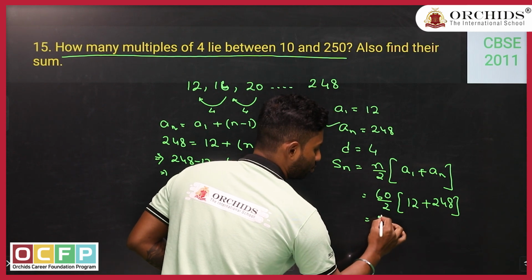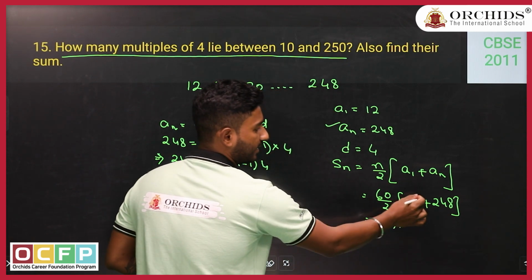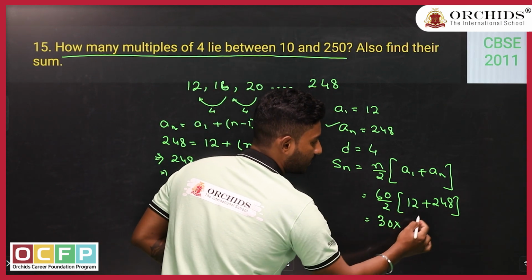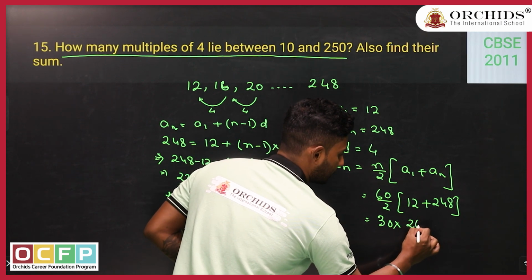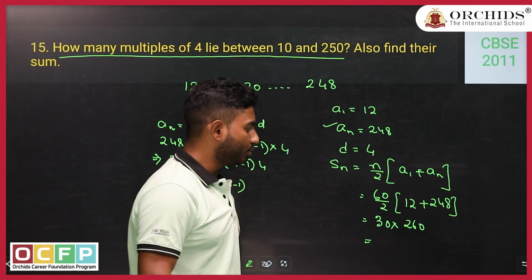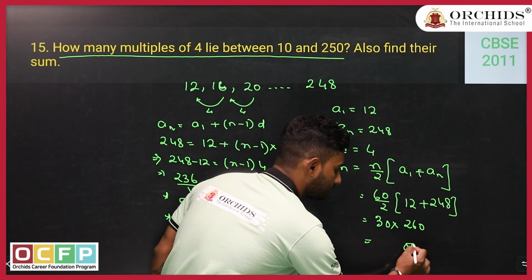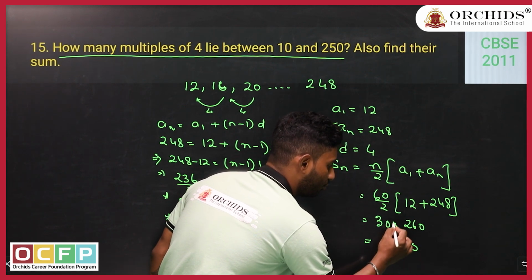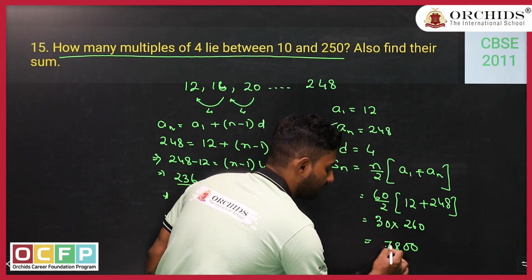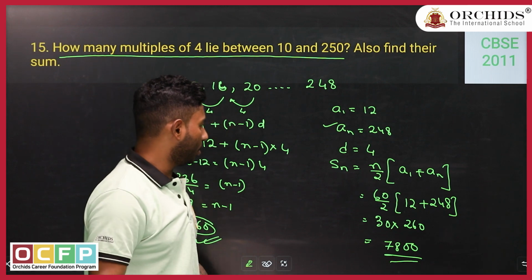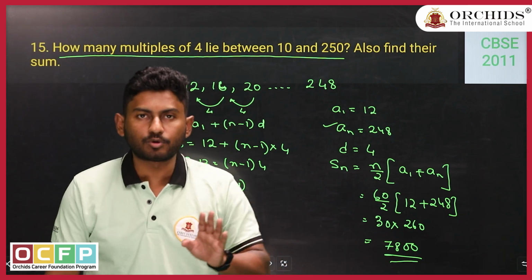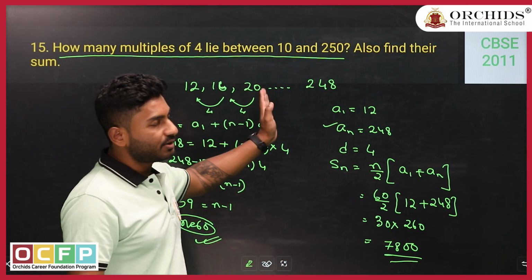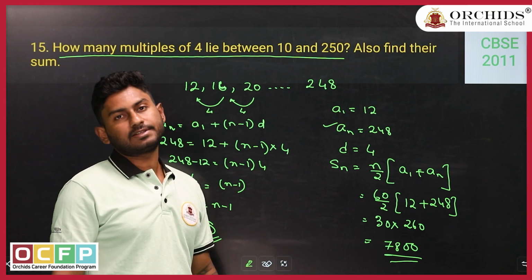So 60 by 2 is 30. 30 into 12 plus 248, which is 260. So 30 into 260 is how much? 3 into 6, 18, 3 into 2, 6, and two zeros gives 7800. So the sum of all the multiples of 4 from 10 to 250 is 7800.